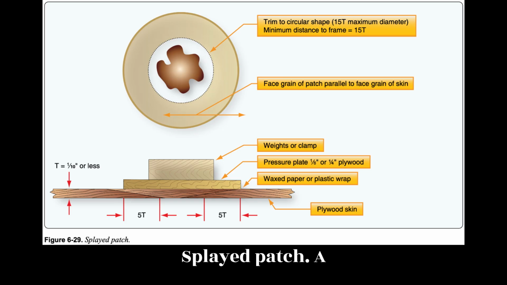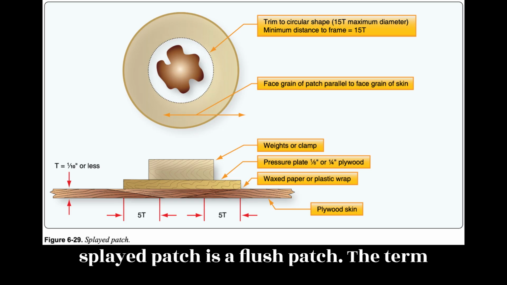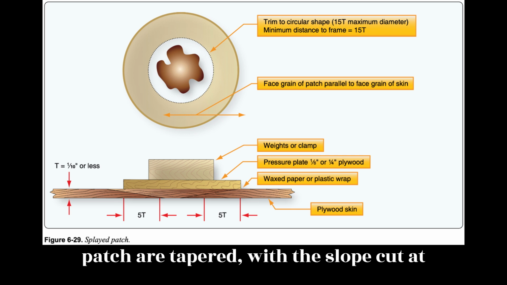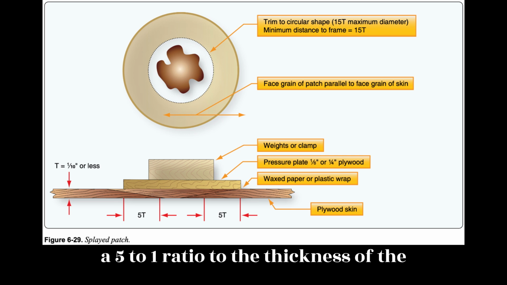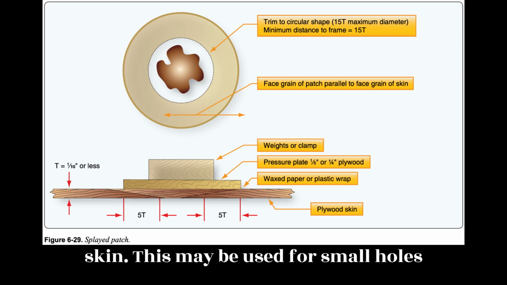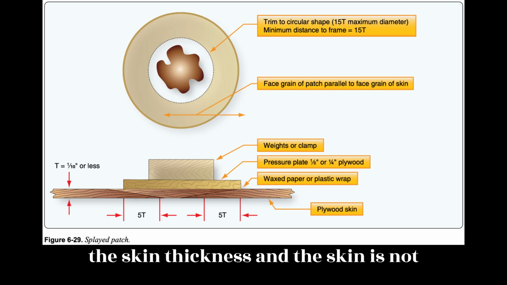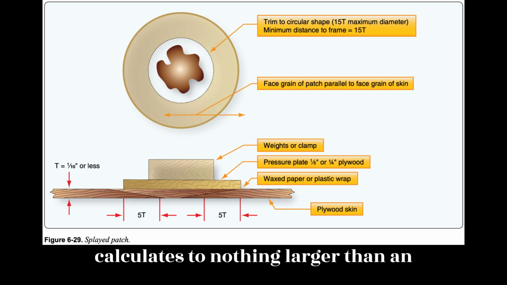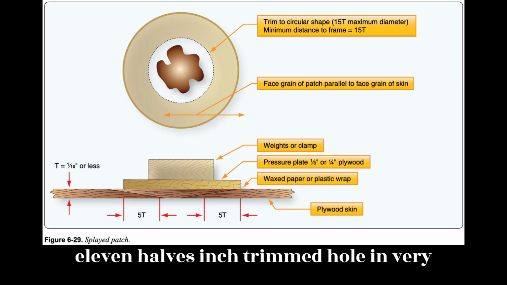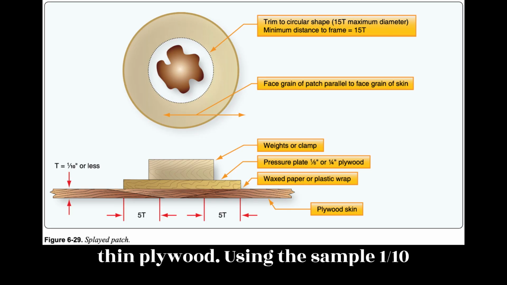Splayed patch. A splayed patch is a flush patch. The term splayed denotes that the edges of the patch are tapered, with the slope cut at a 5:1 ratio to the thickness of the skin. This may be used for small holes where the largest dimension of the hole to be repaired is not more than 15 times the skin thickness and the skin is not more than 1/10 inch thick. This calculates to nothing larger than a 1 1/2 inch trimmed hole in very thin plywood.